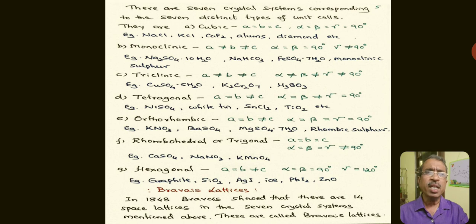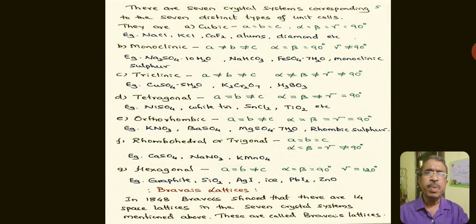The fourth category of the crystal system is the tetragonal. Here a is equal to b, but b is not equal to c. Alpha is equal to beta is equal to gamma, and they are 90 degrees. Examples: nickel sulfate, white tin, stannous chloride, titanium dioxide, etc. are the examples of this category.